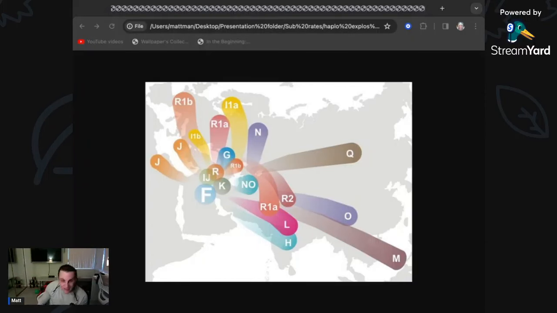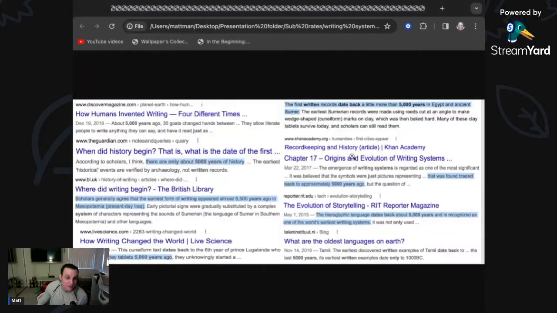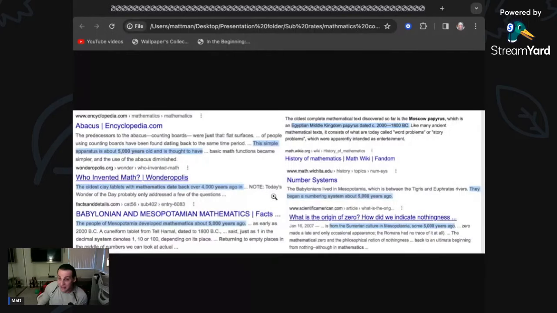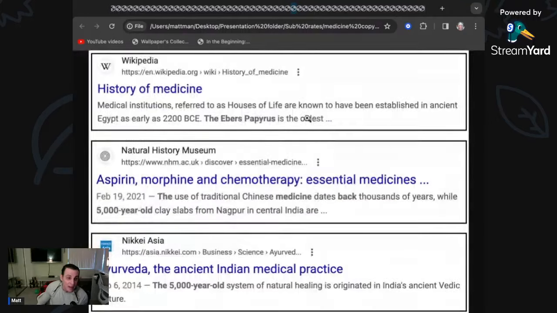So let's take a look at other things that would also agree and concur with it. Well, here we have writing systems. They arrive around 5,000 years ago at exactly the same time. Here we see the invention of writing began about 5,000 years ago in history. How about mathematics? Exactly the same time, about 5,000 years ago. It just arises out of nowhere. How about medicine? Medicine, boom, rises about 5,000 years ago. Exactly what we would see.